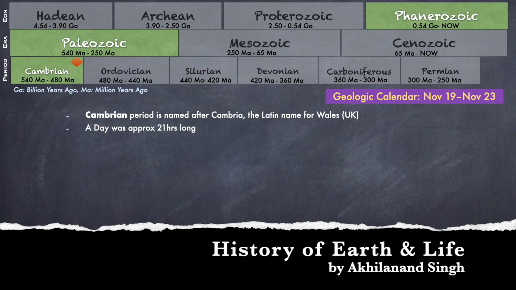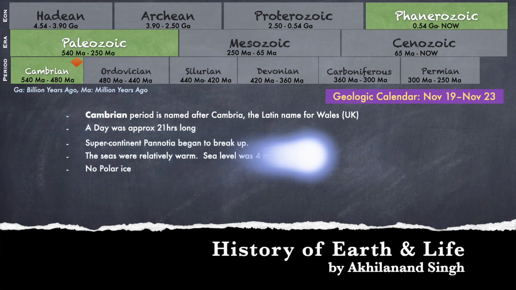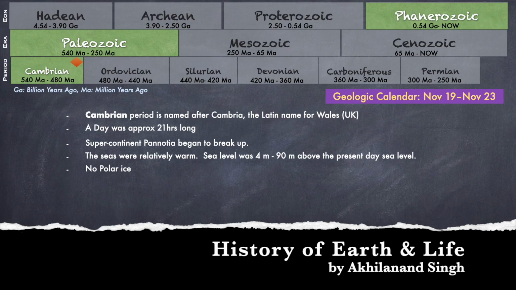At the beginning of this period, the length of a day was 21 hours, and the supercontinent of Pannotia began to break up. The sea was relatively warm and the sea level was 4 meters to 90 meters above the present day sea level. There wasn't any polar ice.